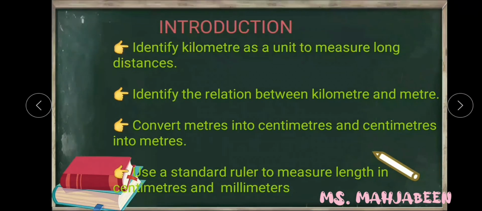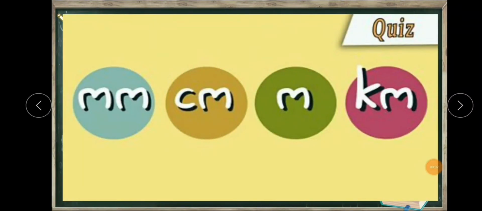The first one: as you know, there are four basic units to measure length, which are millimeter, centimeter, meter, and kilometer, and these units are arranged in ascending order. So we can say that millimeter is the smallest unit to measure length, then centimeter, then meter, then kilometer, and so on. Then how much length is a millimeter? Let's see.